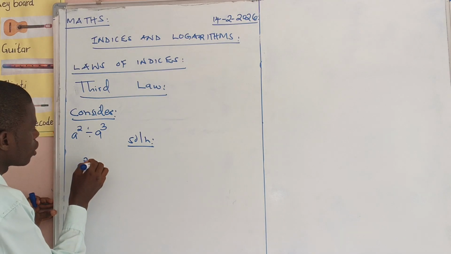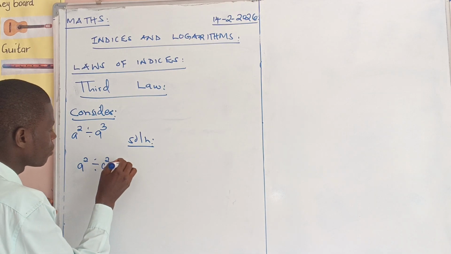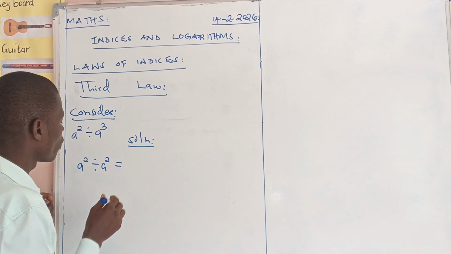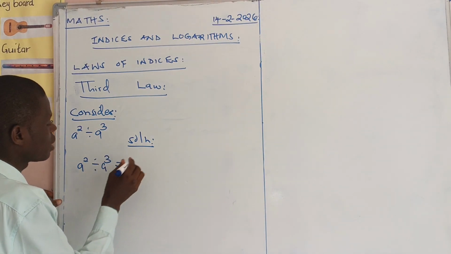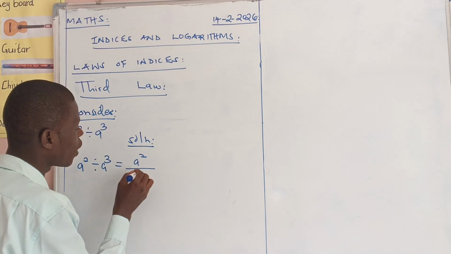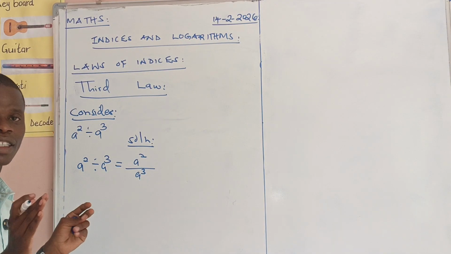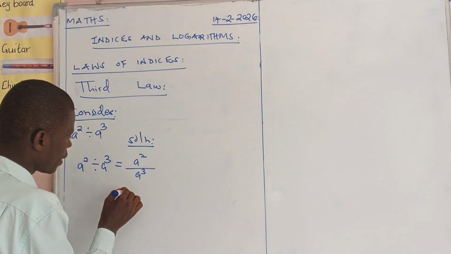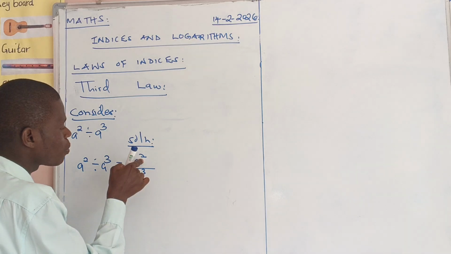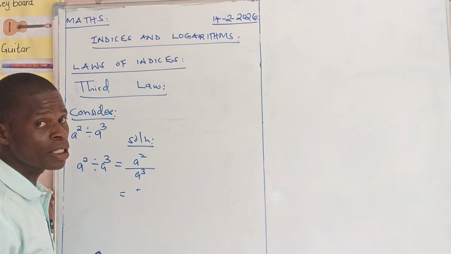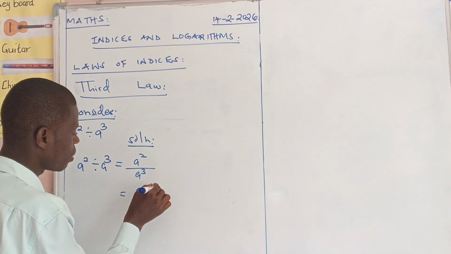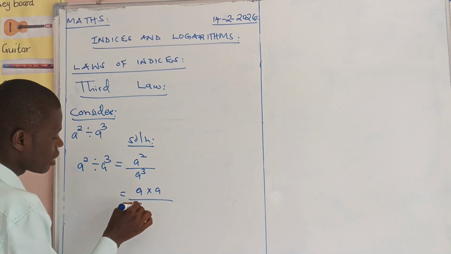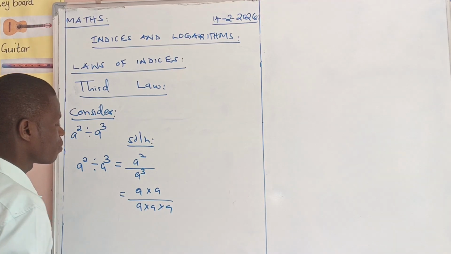a raised to power 2 divided by a raised to power 3. Assuming I don't know the laws of indices dealing with division, what am I going to do? I will just take a raised to power 2 over a raised to power 3. That's the simplest step possible. Division means over. Next, a raised to power 2 is the same as a multiplied by itself how many times? 2 times. So it will be a times a, over a raised to power 3, which is the same as a times a times a.